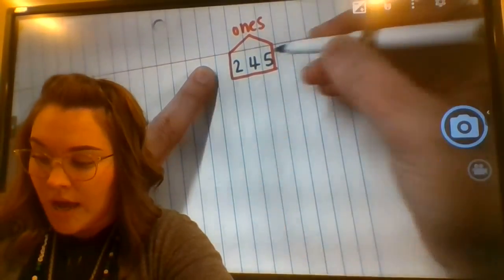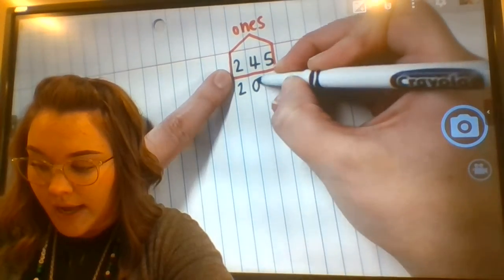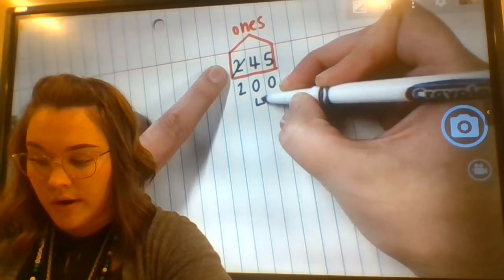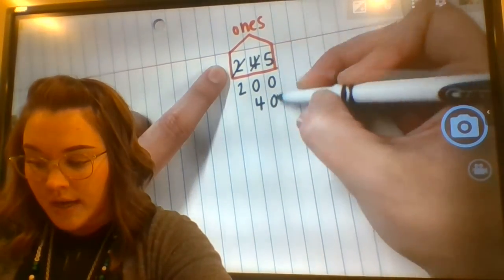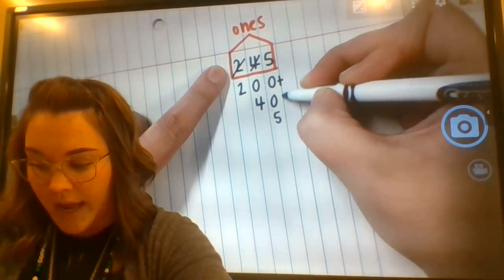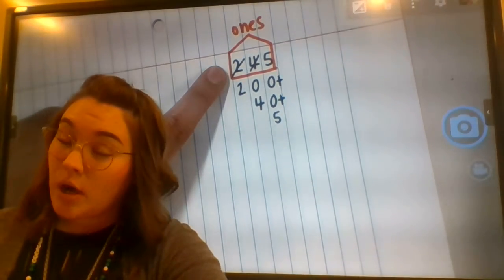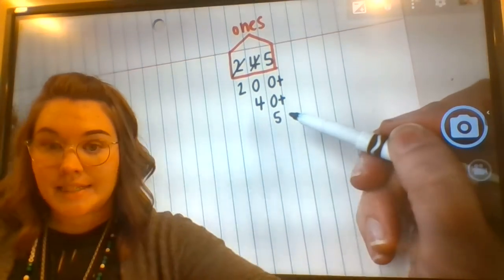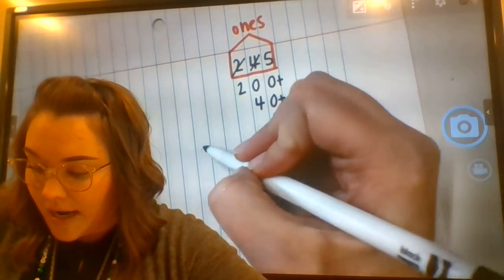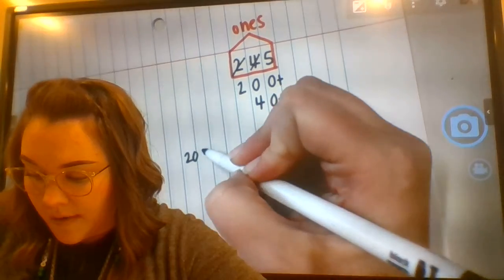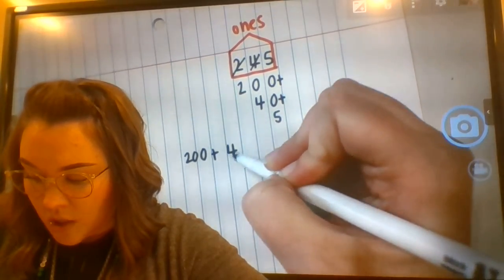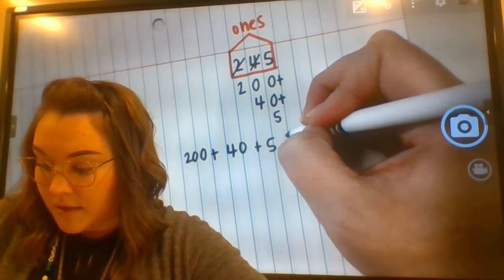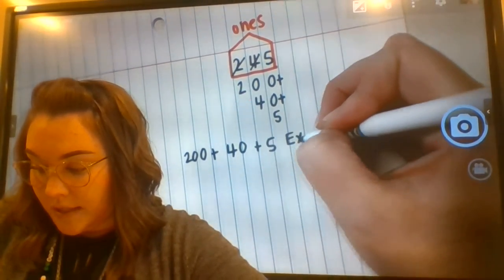If I was going to write it in expanded form, I would take down my 2 and I would add 2 zeros. Then I'd cross it out. I'd bring down my 4. I'd add a 0. And I'd bring down my 5. Then I add my plus signs. But I'm not done yet. I have to flip it. I have to write it as a sentence. So that means I write it like 200 plus 40 plus 5. So that is expanded form.